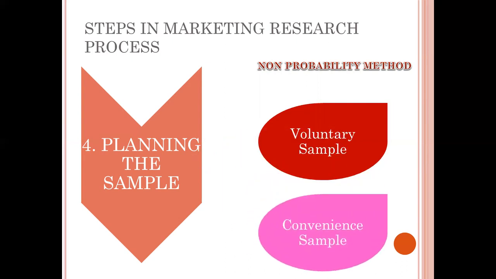The next non-probability method of sampling is the convenience sample. This one is made of people who are easy to reach. Let's consider an example: a researcher interviews shoppers at a local mall. If the mall was chosen because it was a convenient site from which to solicit survey participants, or because it was close to the researcher's home or business, this would be a convenience sample. So again, for the non-probability method, we have two types of sampling: the voluntary sample and the convenience sample.